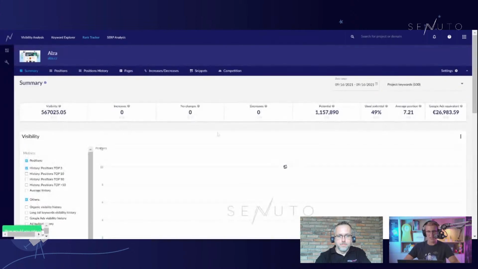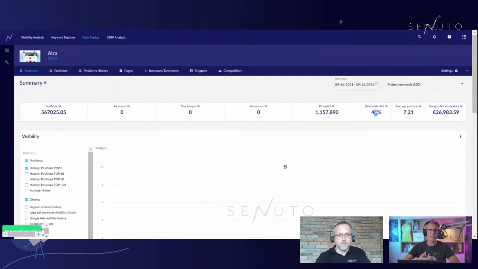I also prepared an Alza project before our webinar, because we call it the Alza project, but not going into the details. The project was set up this morning, so the increases and decreases right now are 0, because it's a very fresh project. But just looking at these few data, we see what kind of potential is here, and how much is used. Of course, I set the project for some example keywords that were managed by Senuto. It was only 100 keywords, so for sure this monitoring could go much deeper. But for these 100 example keywords, we see that the potential is 49%.